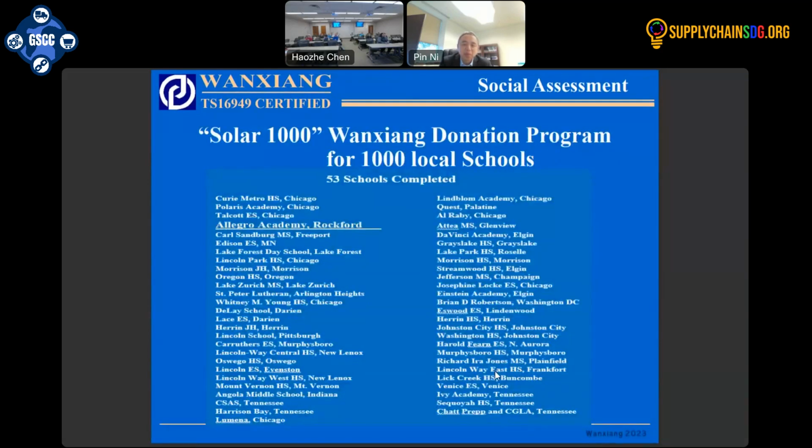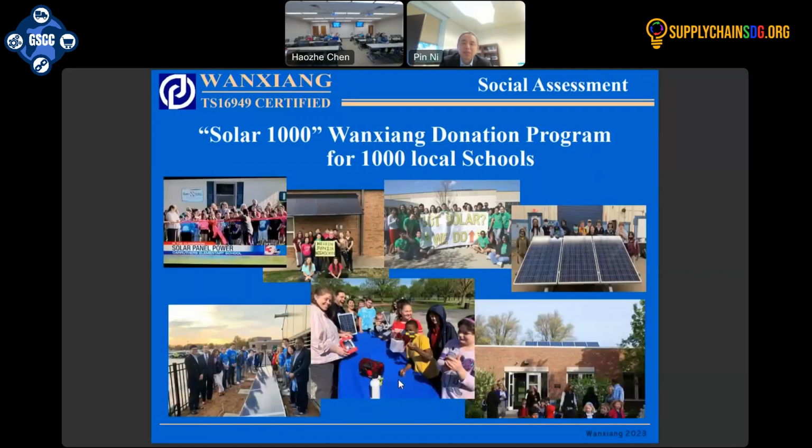And as one of the programs, since we have our own solar plant in Rockford, Illinois, we set up a program called the Solar 1000. So we would like to donate solar panels to 1,000 local schools. And those list the representative schools, most of them in the state of Illinois, where we install the Wanxiang solar panels, more for education purposes than as an energy provider. And those are the pictures for each of the schools when they install the Wanxiang solar panels.